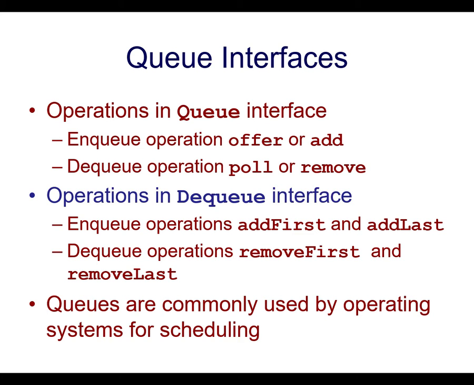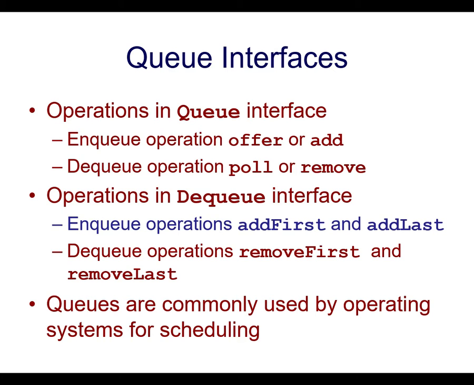The second of these interfaces is deque, spelled the same as dequeue but pronounced "deck". The prefix DE is an abbreviation for double-ended because this interface defines a double-ended queue. It has a total of 4 primary operations. There are two enqueue operations which are implemented by the methods addFirst and addLast, which add an element to the front and back of the queue respectively.